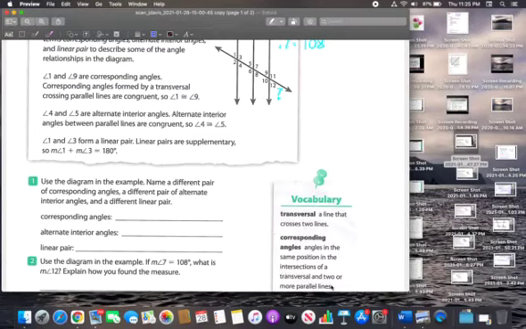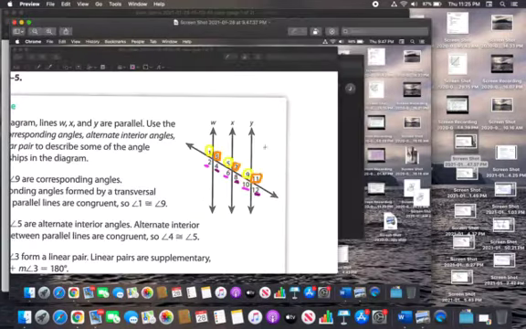The homework. Problem number 1, in the example, they gave you 2 corresponding angles, angle number 1 and angle number 9. You were asked to name a different pair. There's a lot of different pairs you could have named. So let's look at that.